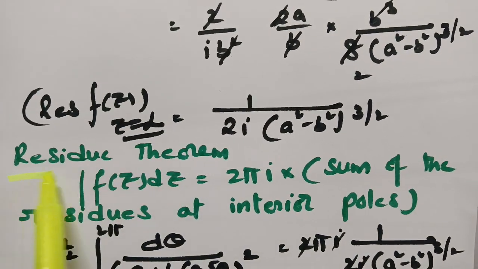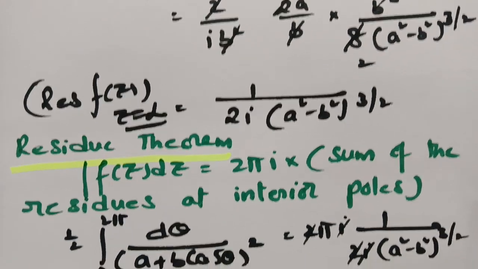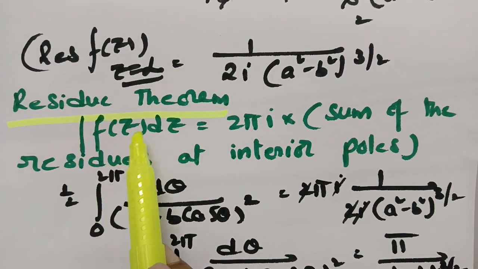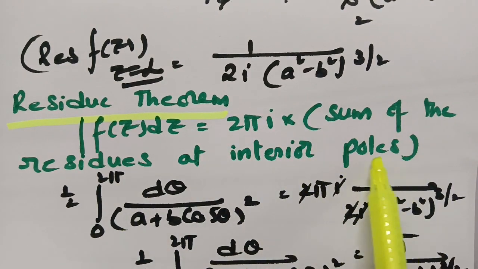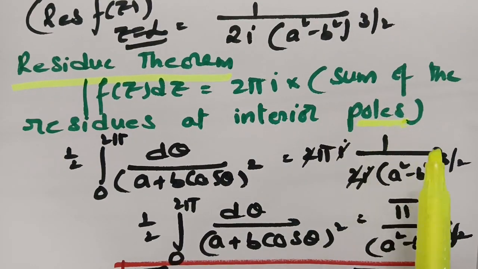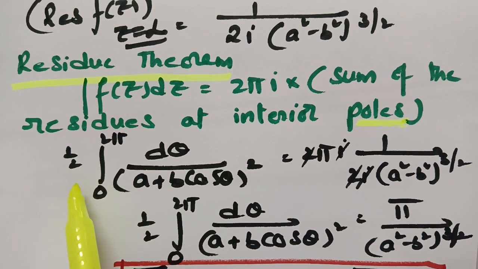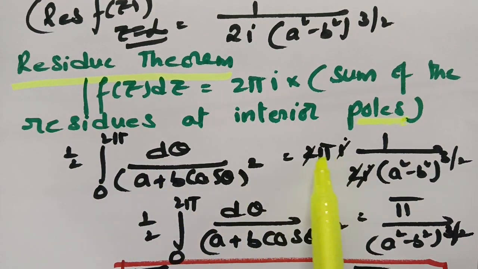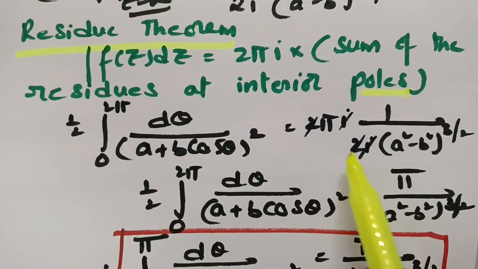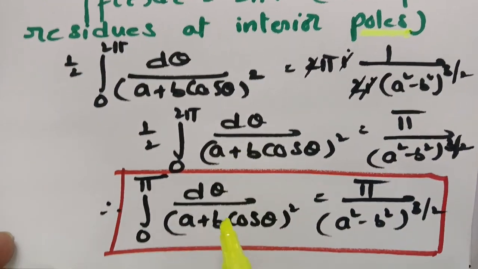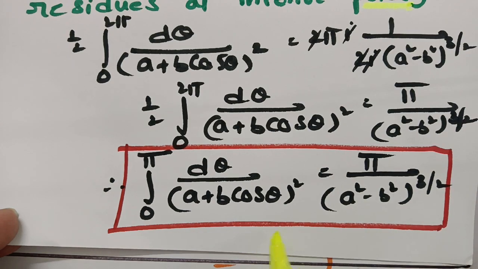Now I have to apply the residue theorem. What does this residue theorem state? Integral f of z dz is nothing but 2 pi i times the sum of the residues at the interior poles. The interior pole is nothing but alpha. So the integral of f of z is nothing but this: 2 pi i times the residue at the interior pole, which is this one. After cancelling, we get this value. This can otherwise be written as this. And this is how we have to solve.